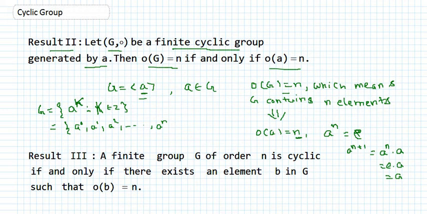A to the power n is the identity element E, and A to the power 0 is also E. So we do not have to write A to the power 0 and A to the power n both at a time. Instead of both, we write E, the identity element. So G contains the elements E, A, A square, in this way up to A to the power n minus 1. So if G is a cyclic group generated by A and the order of G is n, then the order of A will be n, and in this case we can write it in this form.